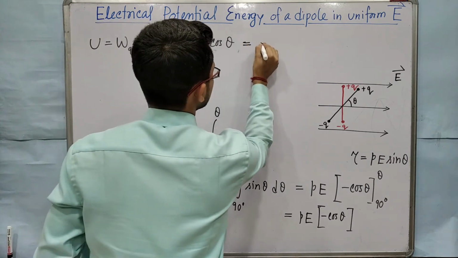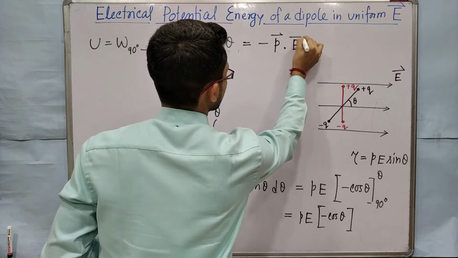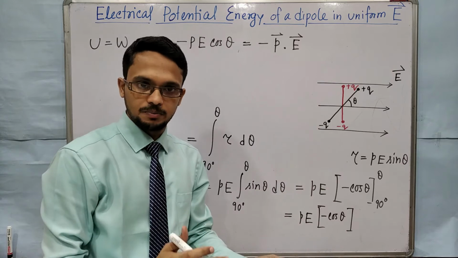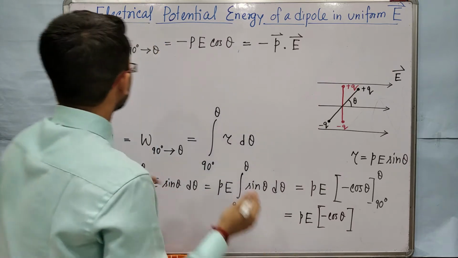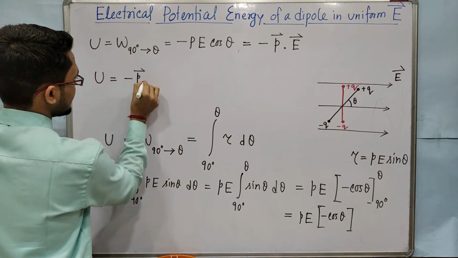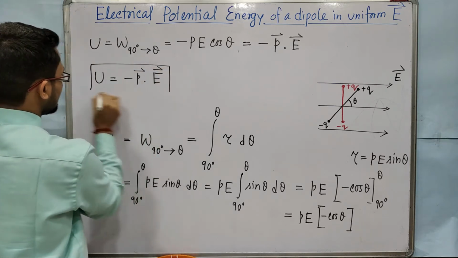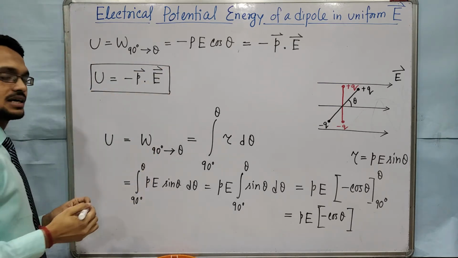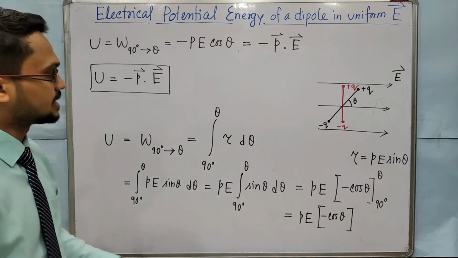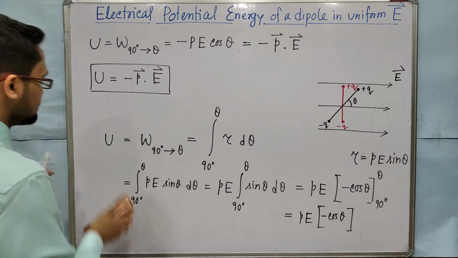So we can write it like this: minus P vector dot E vector. As it is a dot product, P dot E or E dot P, both are right. So U equals minus P dot E. This derivation, the potential energy derivation, is also very important.